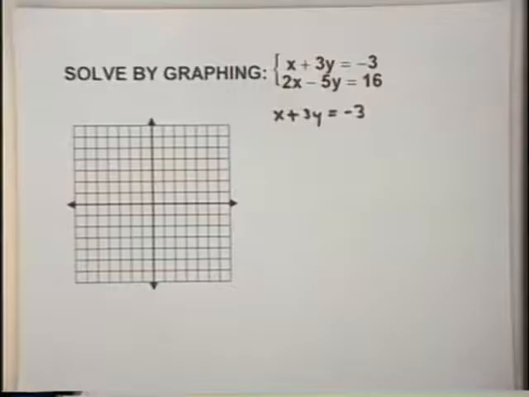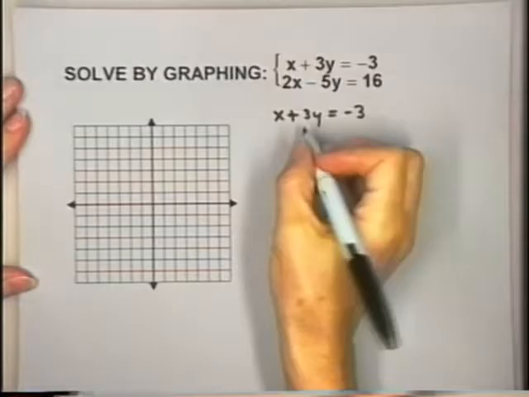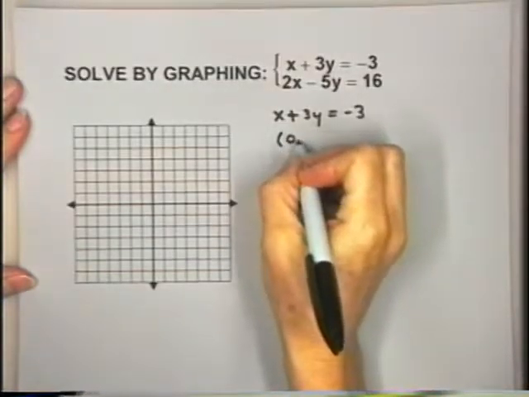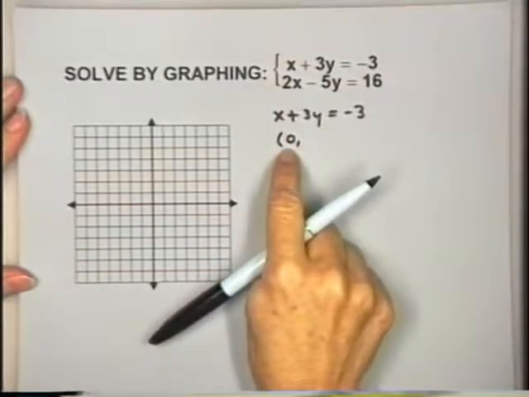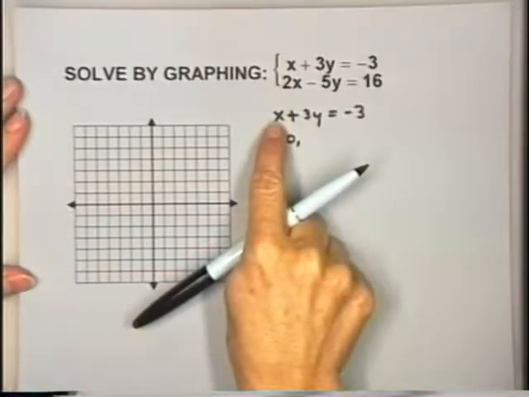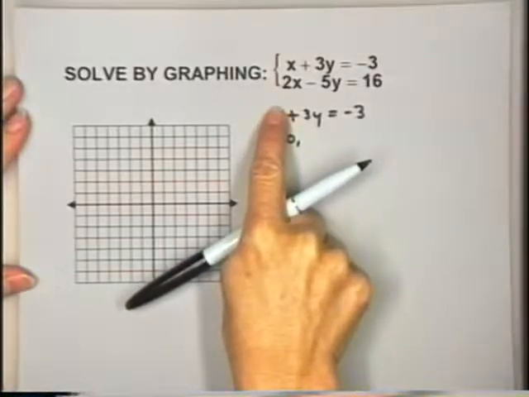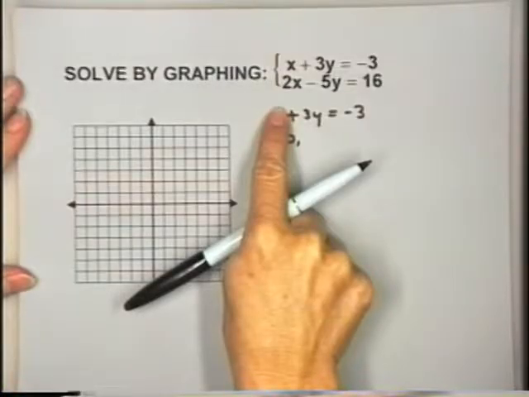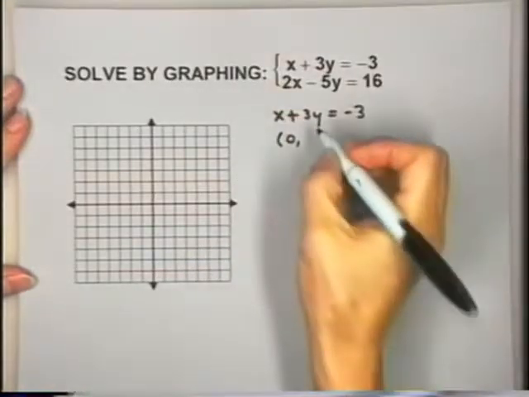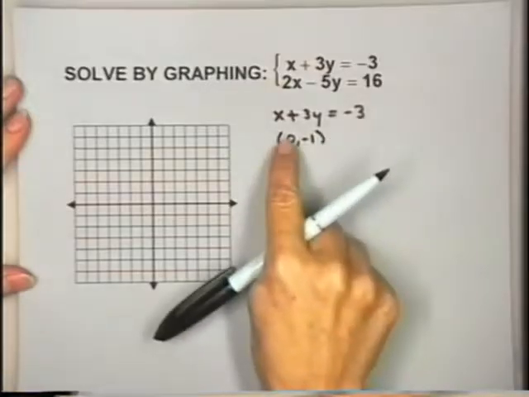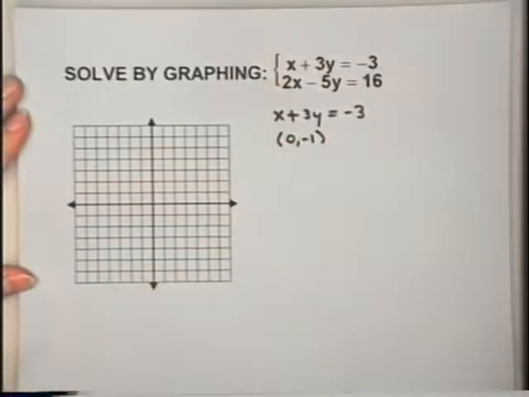Now, one of the ways that we can graph a line is to find both the x and the y intercept. I'm going to write these as ordered pairs. I'm going to choose x to be 0. Notice in this equation, if x is 0, then this term would be 0 and it would not be necessary in our equation. So all we would have left is 3y is equal to negative 3. And of course, if we divide both sides of this equation by 3, we get y equals negative 1. So whenever x is 0 in this equation, y is negative 1.